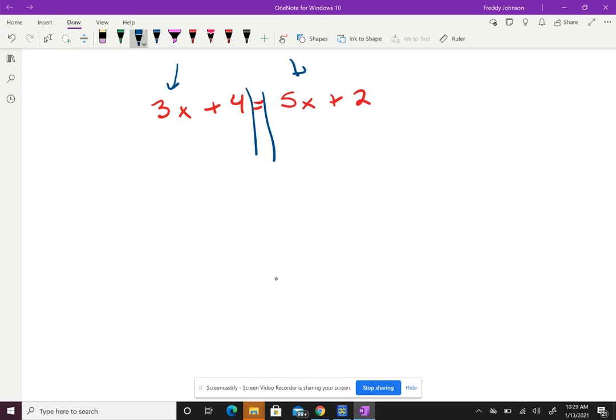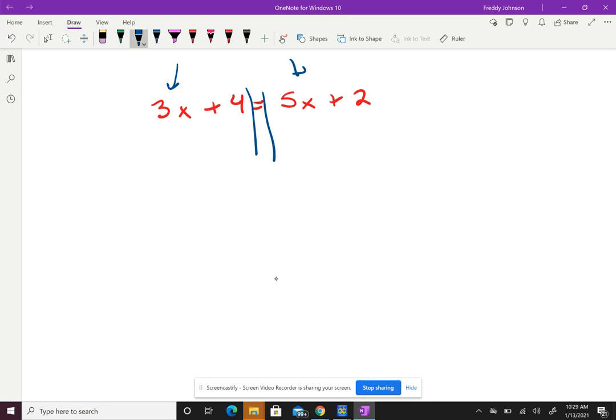What we're trying to do is get rid of the variables, so we only want one variable. So I'm going to move this. Anytime we move things from one side to the other, it's always adding or subtracting. I don't want to break apart the 3 and the x, so I'm not going to divide here. I'm just going to add or subtract.